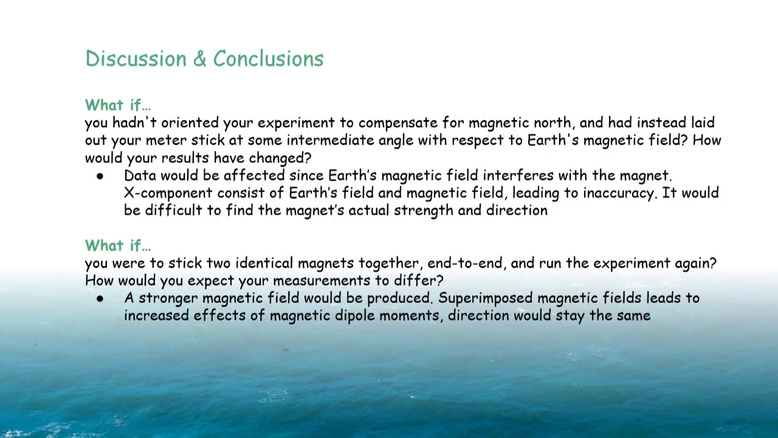So what if you were to stick two identical magnets together, end to end, and run the experiment again? How would you expect the measurements to differ? So a stronger magnetic field would be produced because the superimposed magnetic fields would lead to an increased effect of the magnetic dipole moments, so the strength would increase, but the direction would still stay the same.